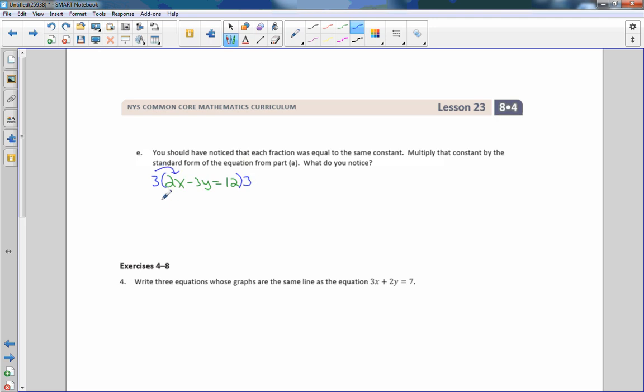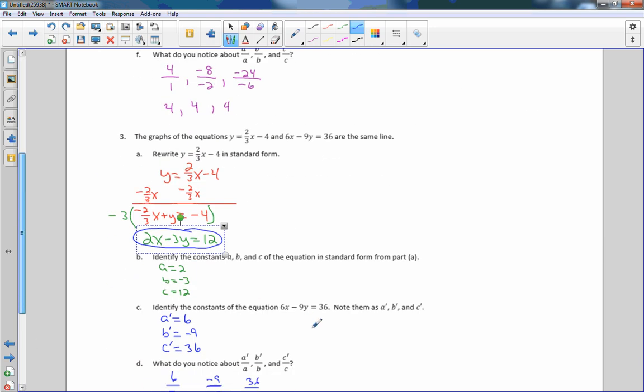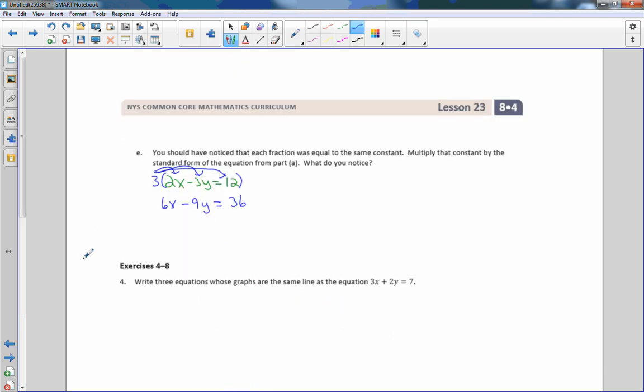then 3 times 2x is 6x. 3 times a negative 3y is negative 9y. And 3 times 12, why is there a 3 over here too? Shouldn't be. 3 times 12 is 36. So I get 6x minus 9y equals 36. And if I come back here, I have 6x minus 9y equals 36. So it's a multiple of 3.